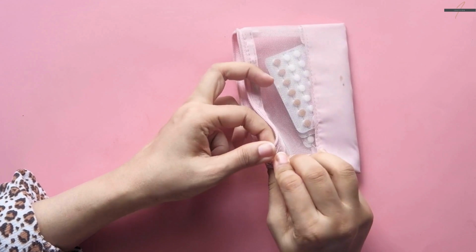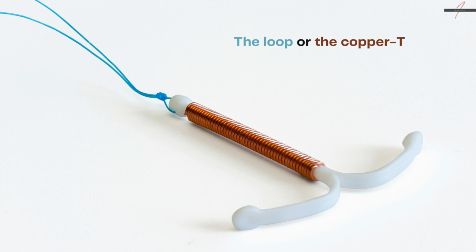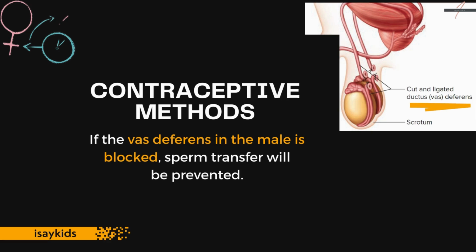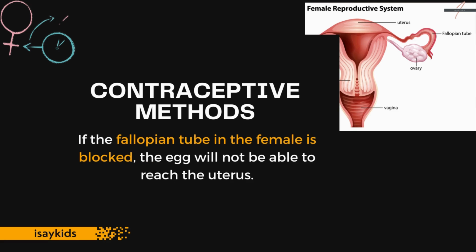Other contraceptive devices, such as the loop or the copper T, are placed in the uterus to prevent pregnancy. Again, they can cause side effects due to irritation of the uterus. If the vas deferens in the male is blocked, sperm transfer will be prevented. If the fallopian tube in the female is blocked, the egg will not be able to reach the uterus. In both cases, fertilization will not take place.